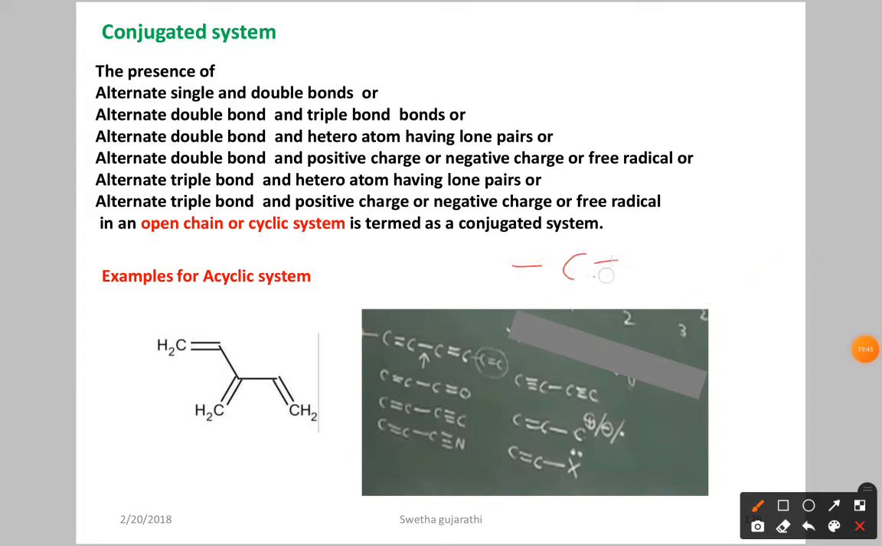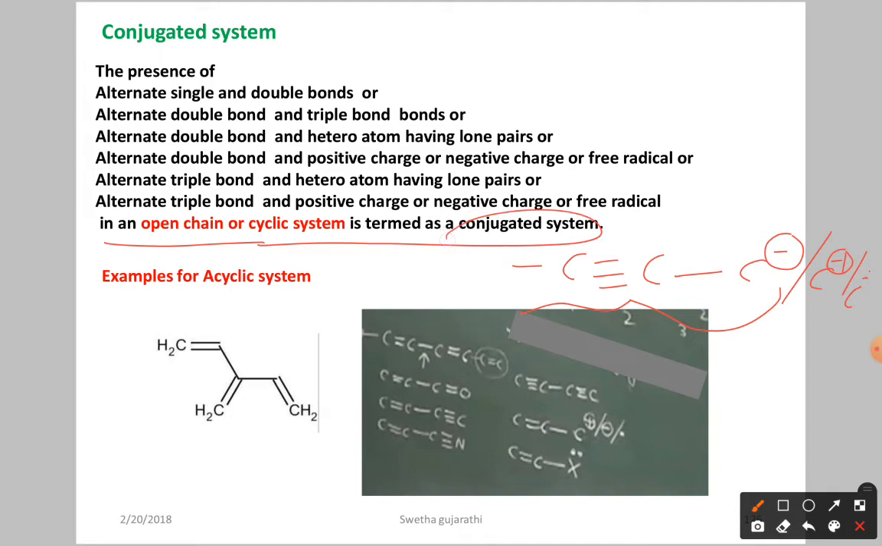Sometimes again a triple bond, having a negative charge carbon atom, or a positive charge, or a dot. This also indicates a system in conjugation, nothing but a molecule in conjugation. So an open chain or cyclic system is termed a conjugate system. If these are present, all indicate a molecule in conjugation.